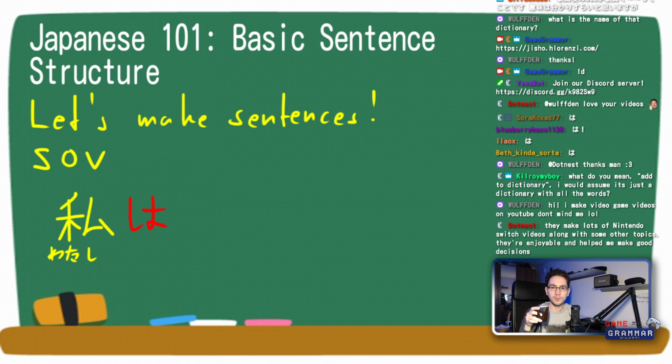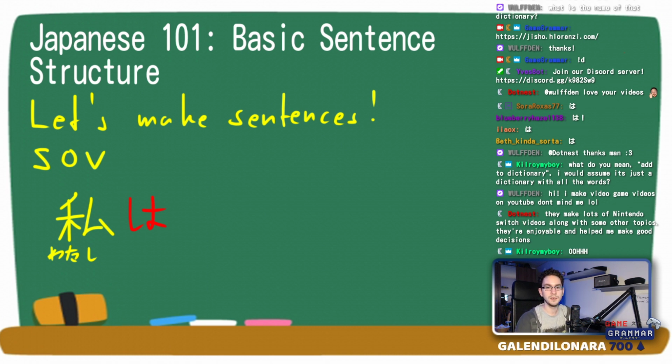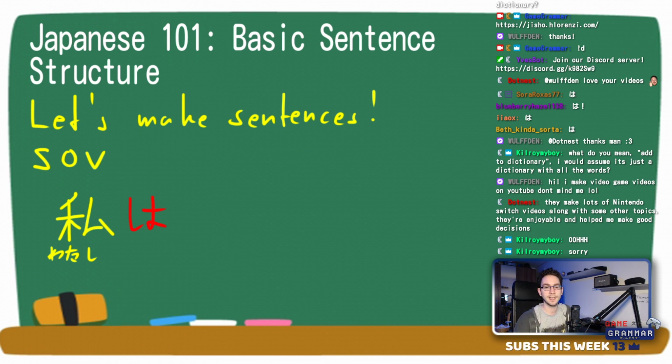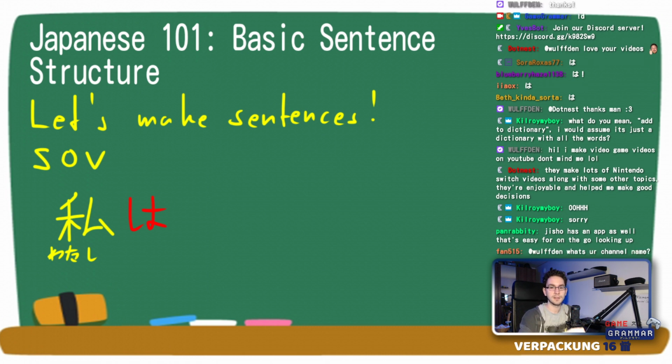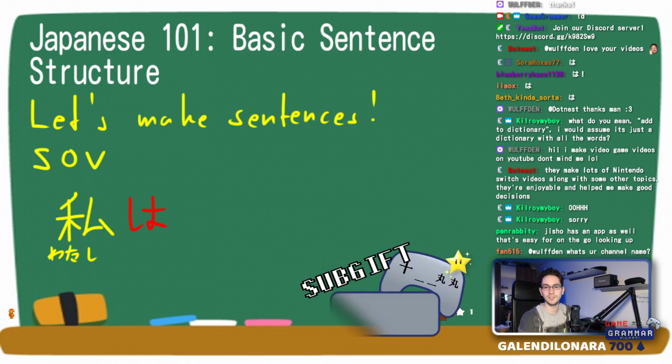What do you mean add to dictionary? I would assume it's just a dictionary with all the words. No, when I said add stuff to the dictionary, I meant features. Like maybe you want a new feature, maybe you want something to change, to look different. The dictionary file itself doesn't change, yeah. The dictionary file is an open source dictionary file that you can get online. If you're concerned or curious, this is the same dictionary file that most, if not all, free dictionaries online will use. So jisho.org will use this exact file. Tangerine uses this exact file. All of these are the same file, so you'll get the same results on all of these dictionaries.